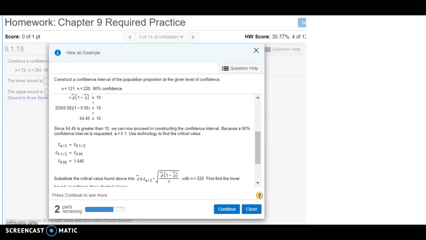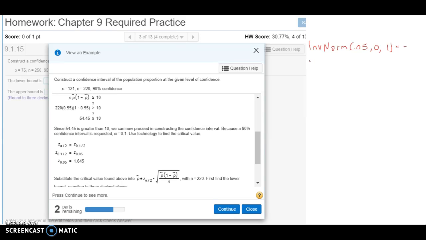Alright, your question on this is how did they get the 1.645 for a z of 0.05? There are two different ways to do that. You can use inverse normal in the calculator, and type in 0.05, 0, 1. That will give you a negative 1.645, which is fine. The critical value is just always assumed to be positive.